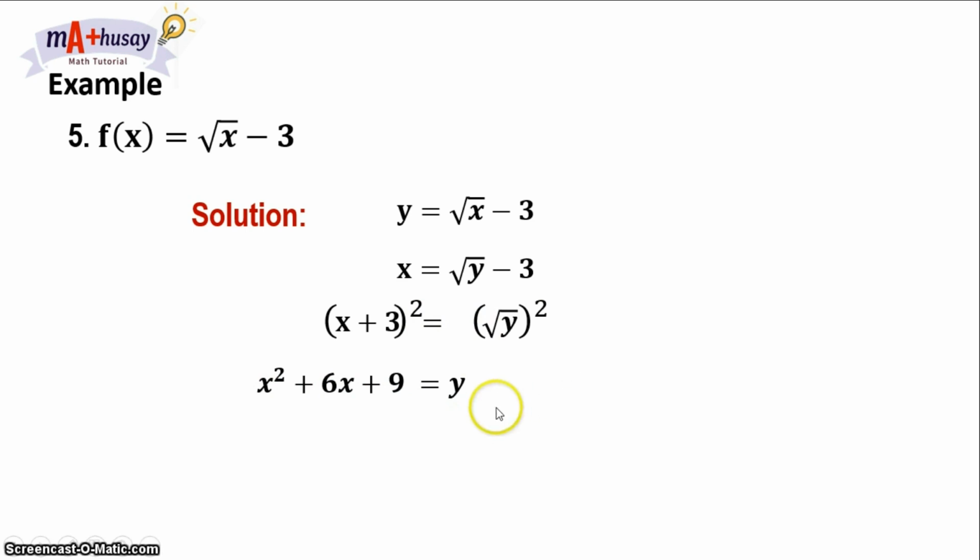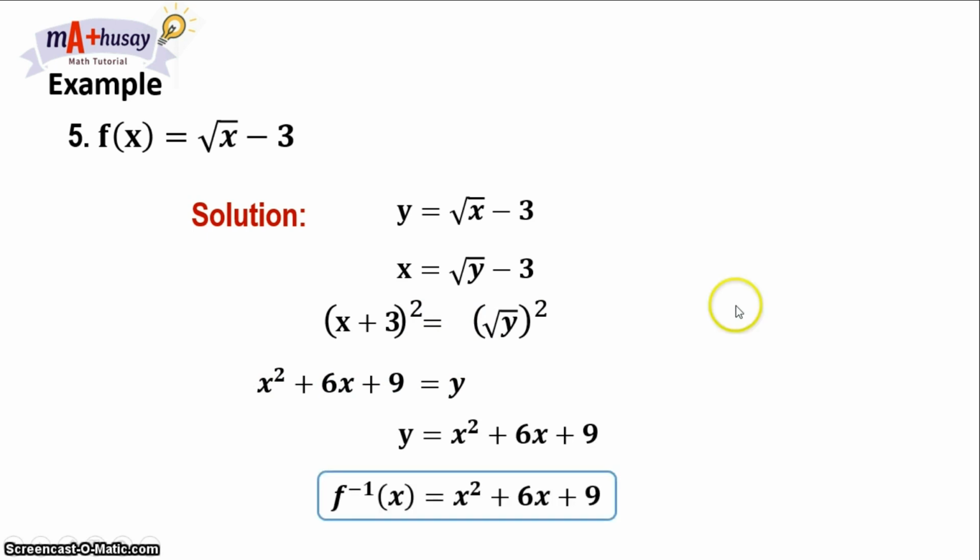So, from here, we replace y by the inverse of a function symbol. So, ang inverse ng function f of x equals square root of x minus 3 ay x squared plus 6x plus 9.